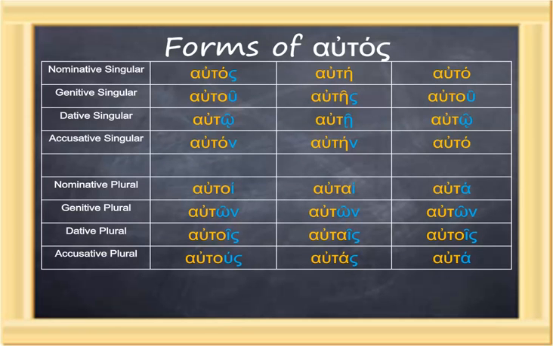Present on this side is the fully inflected chart of the forms of autos, the third person pronoun. If you look down the first column, you see the very familiar endings of the second declension: sigma, upsilon, subscripted iota, nu, iota, omega nu, iota sigma, and upsilon sigma. In the second column, you see the familiar endings of the first declension feminine. Nothing, sigma, subscripted iota, nu, iota, omega nu, iota sigma, sigma.